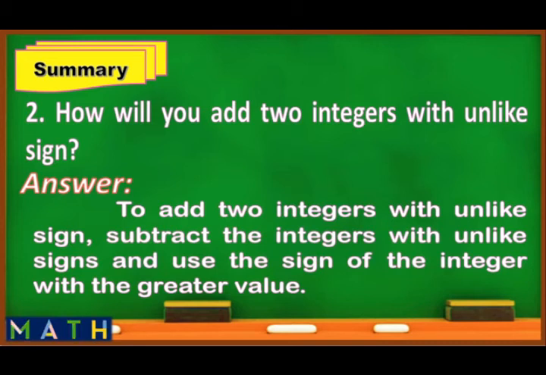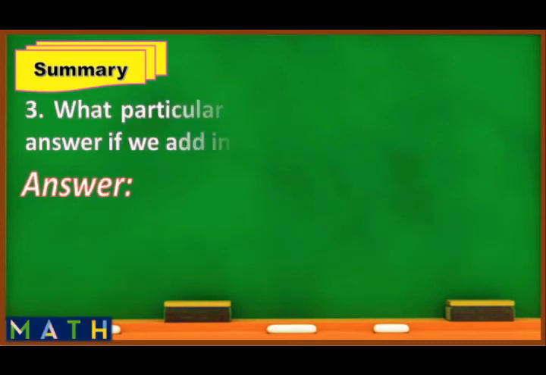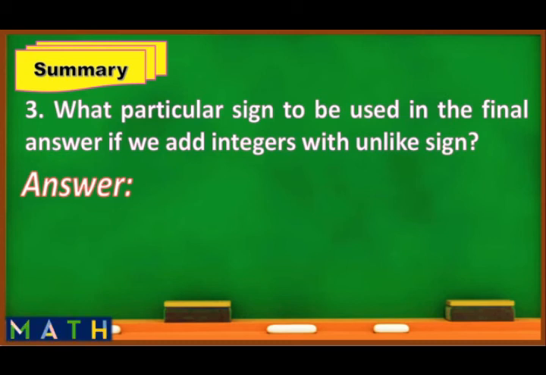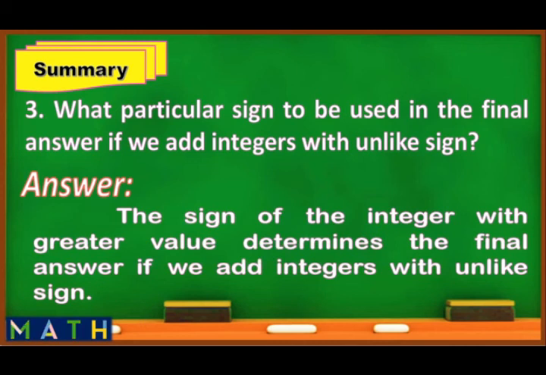For question number 3, what particular sign is to be used in the final answer if we add integers with unlike sign? Correct! The sign of the integer with greater value determines the final answer if we add integers with unlike sign.